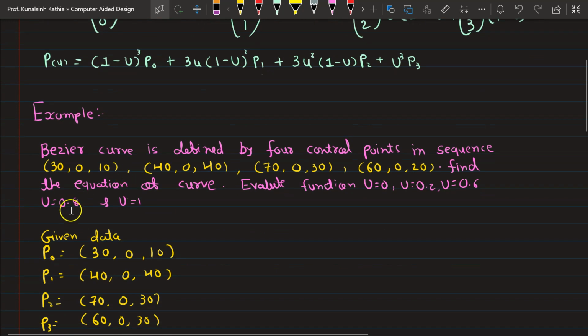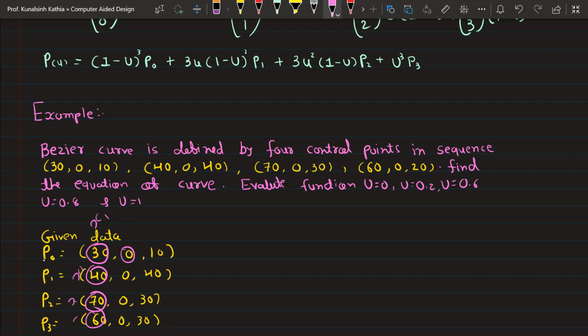Let's move on. What is the given data? Given data are P0 is 30, 0, 10, P1 is 40, 0, 40, P2 is 70, 0, 30, and P3 is 60, 0, 20. Notice here that 30, 40, 70 and 60 are x1, x2, x3 and x4. Similarly, these will be y1, y2, y3 and y4, and z1, z2, z3 and z4 for us. Okay, now let's move on further.